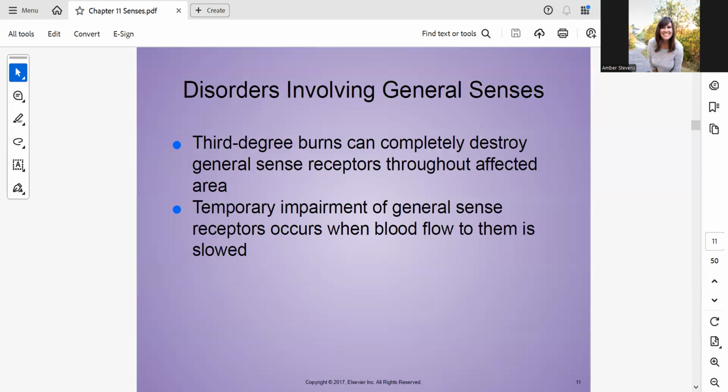All right, so there can be several disorders of your general sense receptors. When these receptors are damaged or impaired, it can lead to a loss of sensation or inappropriate responses to stimuli. For example, third-degree burns destroy those pain and touch receptors. Conditions like neuropathy can also cause loss of feeling in extremities, increasing the risk of injury. You can also have temporary impairment when blood flow is slowed or limited to those areas.